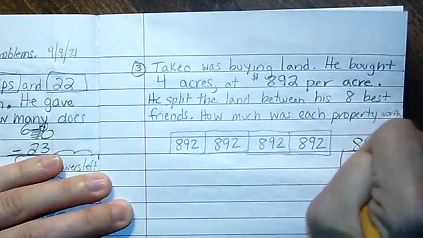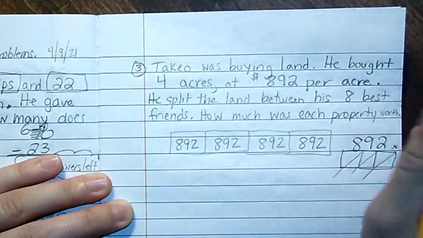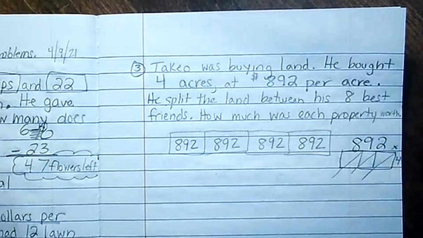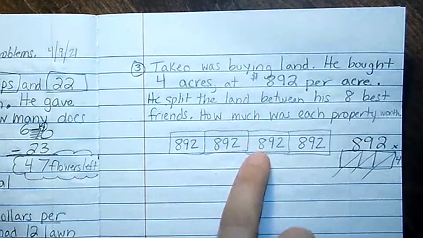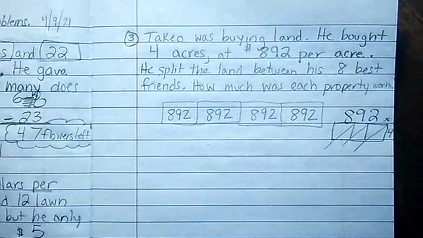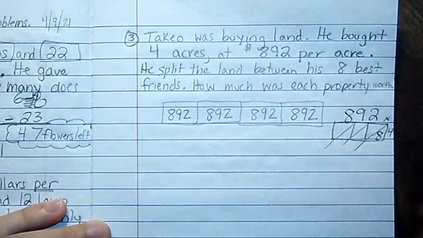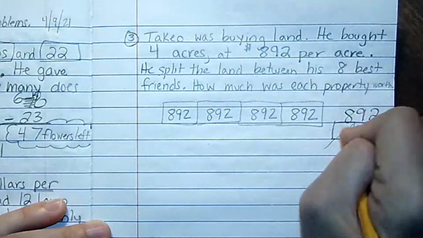892 times 4. All right, can anybody tell me why I multiplied by 4? Yeah, I multiplied by 4 because he bought 4 acres, and it was $892 per acre. So 892 times 4. If you prefer repeated addition, you can do 892 plus 892 plus 892 plus 892. All right, 2 times 4 is 8. 4 times 9 is 36. 4 times 8 is 32.